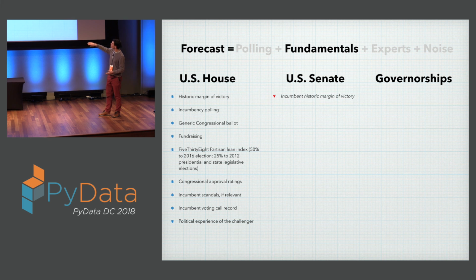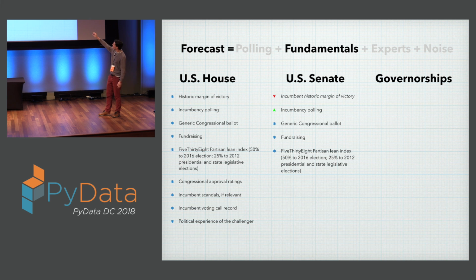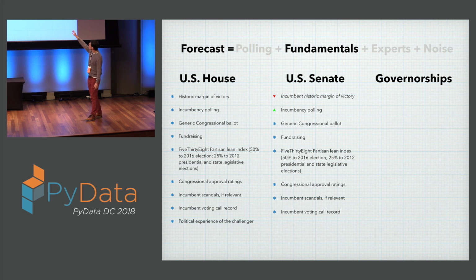So if we compare the US House to the US Senate, it's roughly the same thing with a few changes. The incumbent historic margin of victory matters, I'm not going to say less, but I'm going to say that 538 has better, more deliberate incumbency polling adjustments, or so they claim. So I said roughly that the incumbent historic polling advantage is downsampled and the incumbency polling is upsampled. Everything else is relatively the same, except for political experience of the challenger, or more the incumbent, is weighted higher in the case of the Senate.